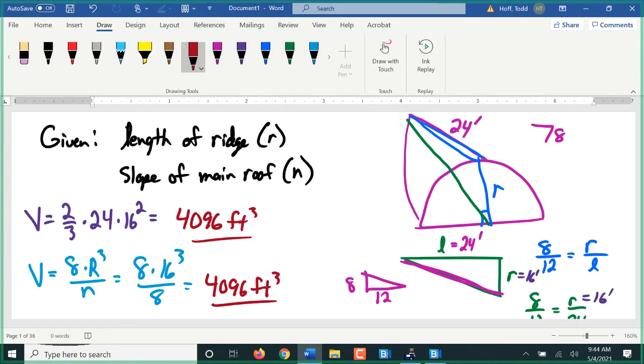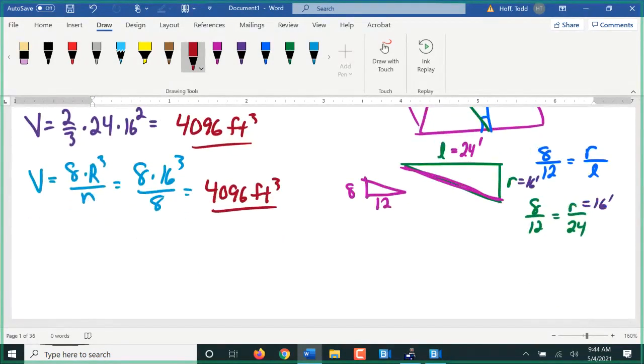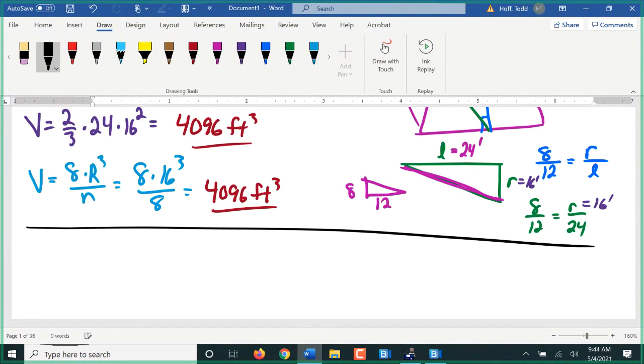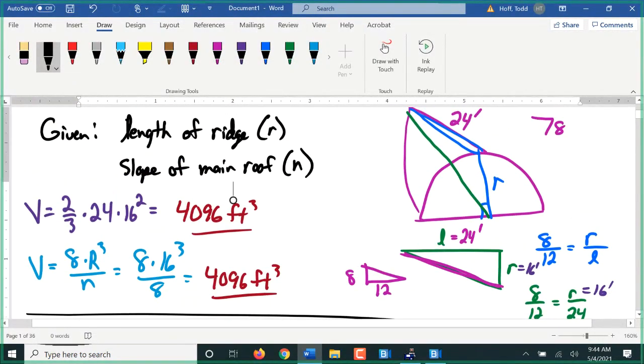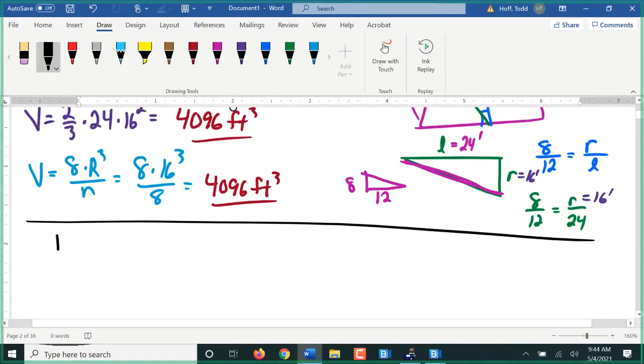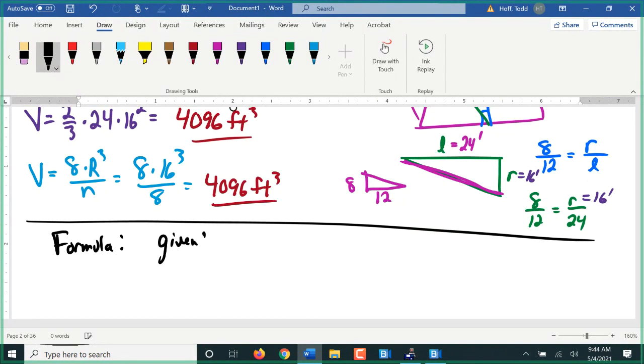Now, volume we've got down here. We can find the volume. In fact, if we wanted to, we could create a new formula for when we are given the slope and the ridge length. In other words, N and L.